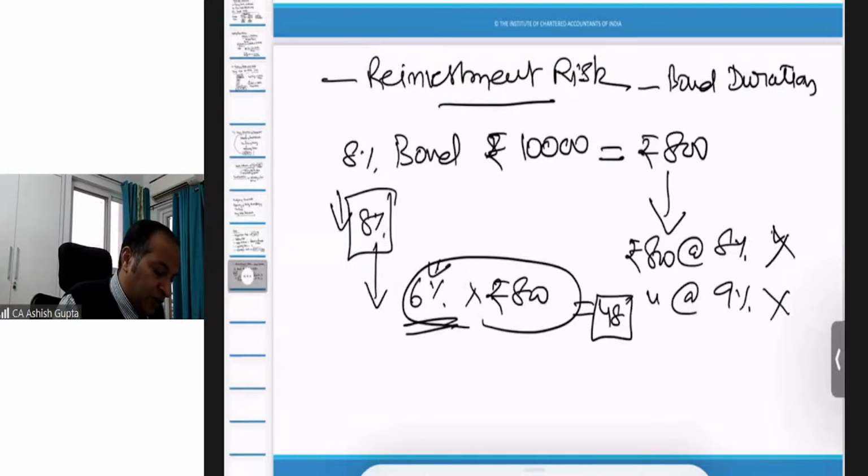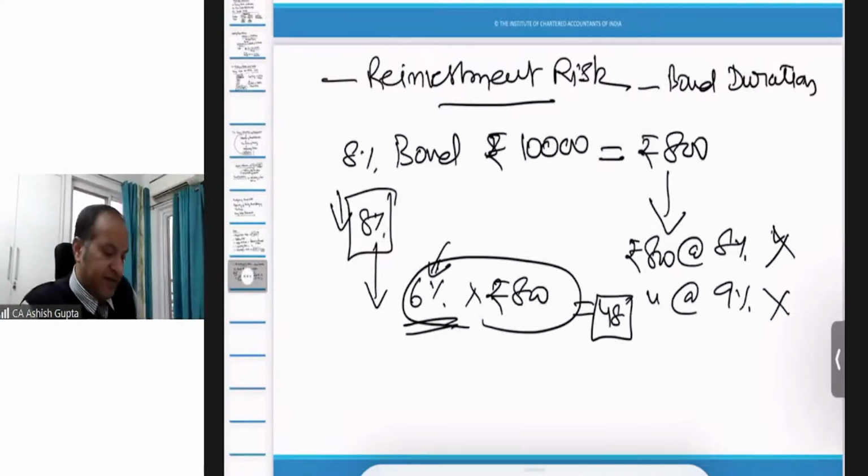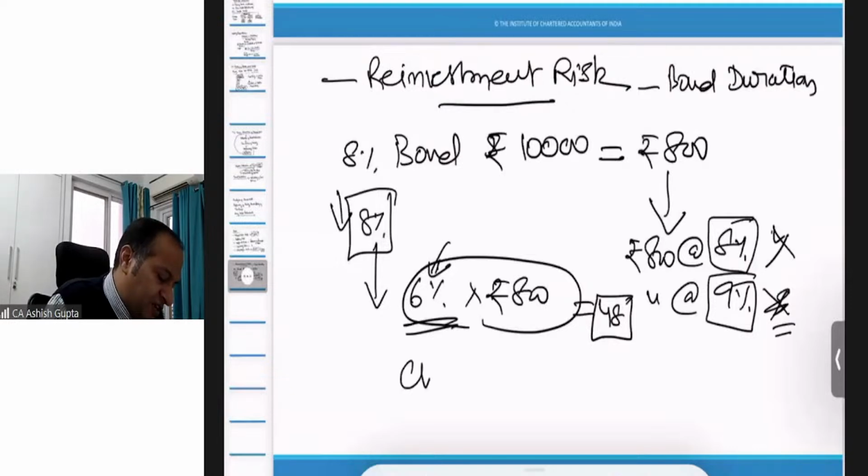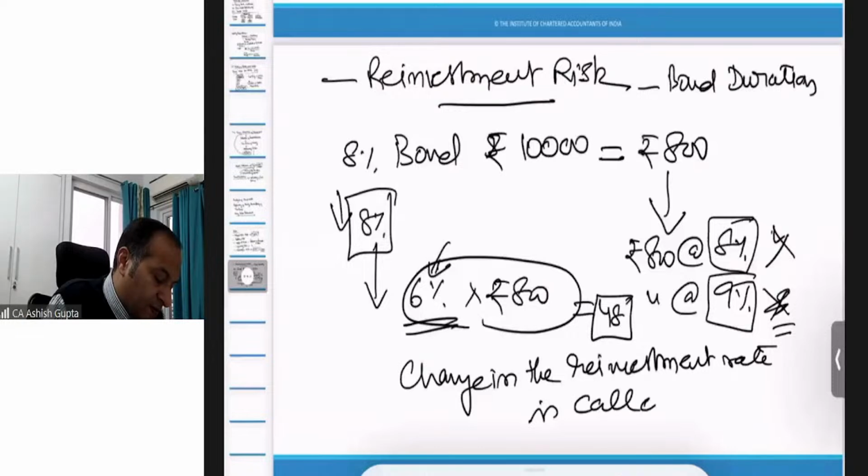So this falling of interest rate, or we can say the risk is two-way. It can be up or down. So if in the market the reinvestment rate is not the same, then I am affected by this risk. Of course, then we cannot say it is a problem, but the change in the reinvestment rate is called reinvestment risk.